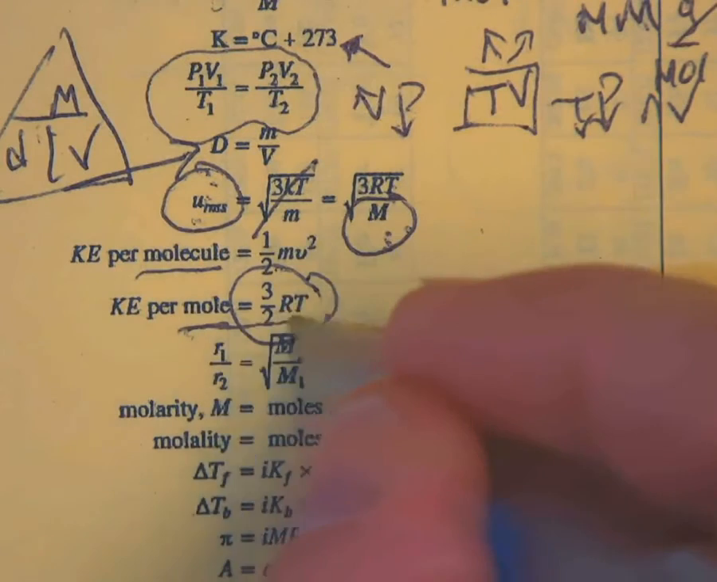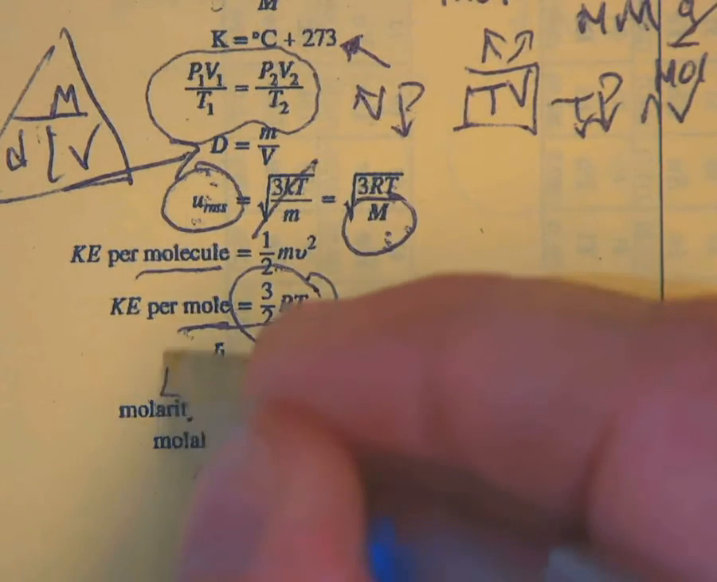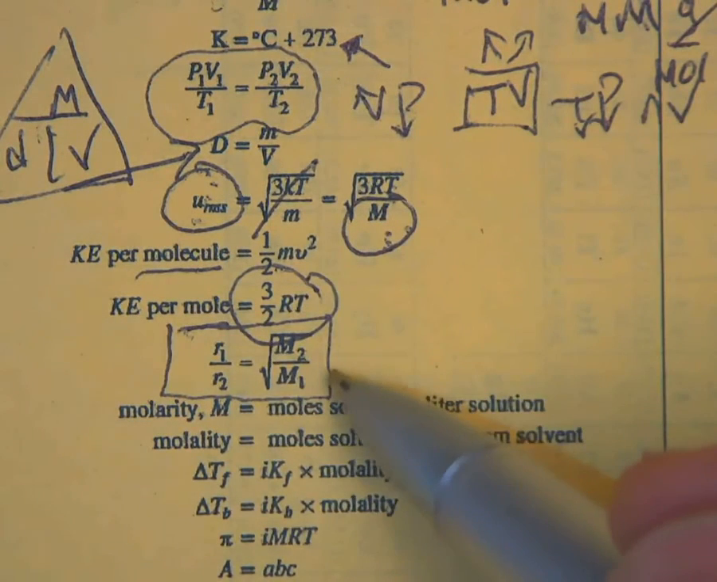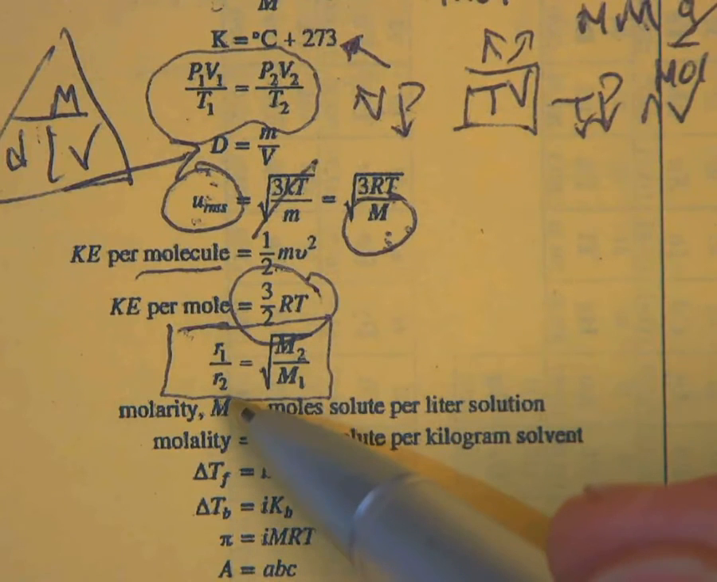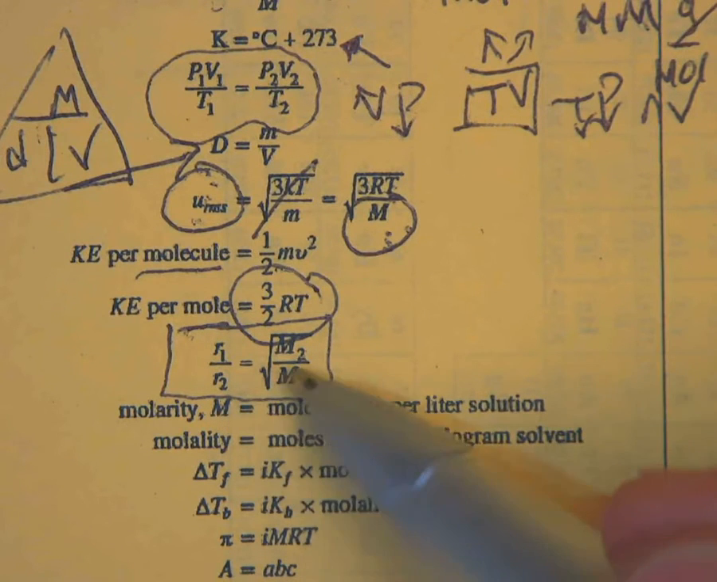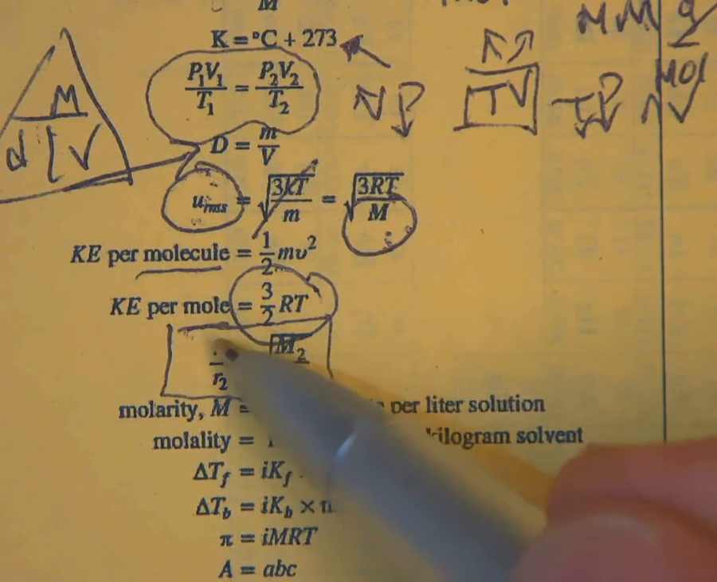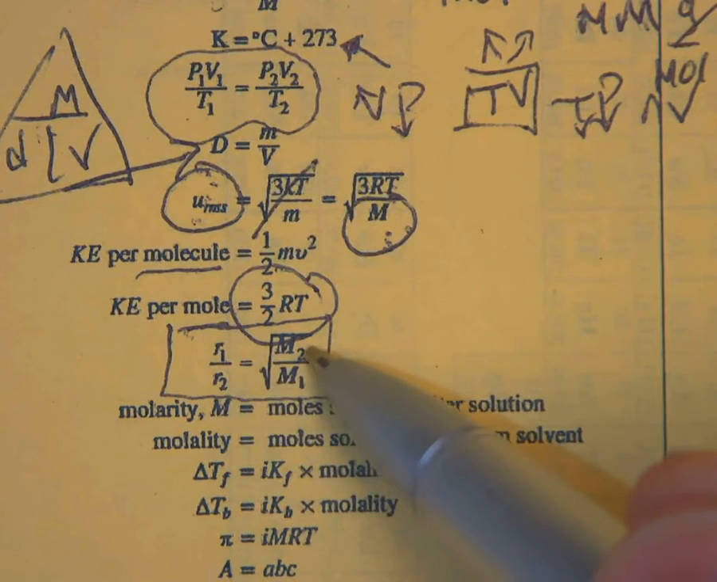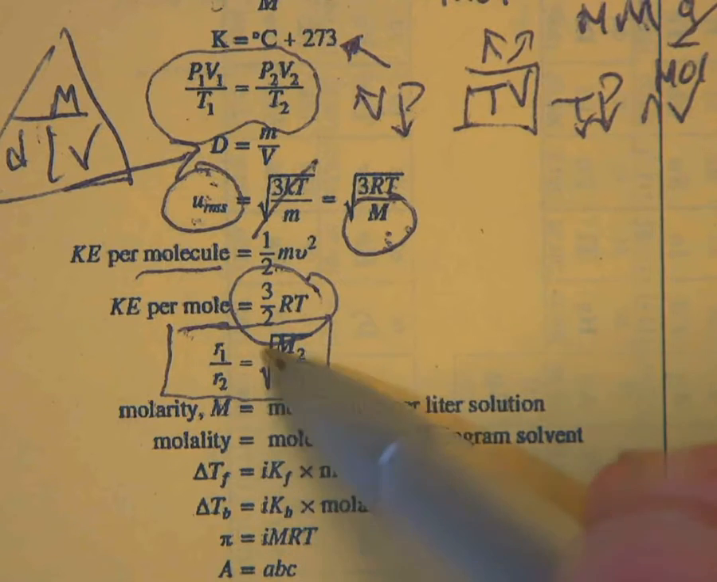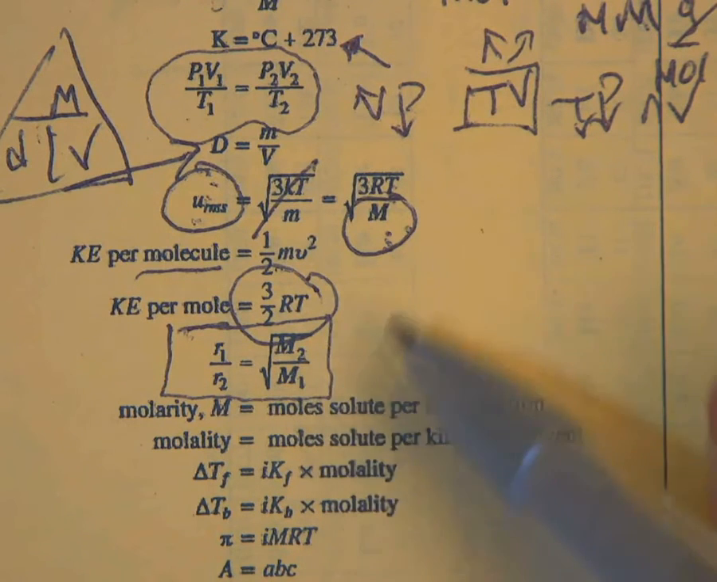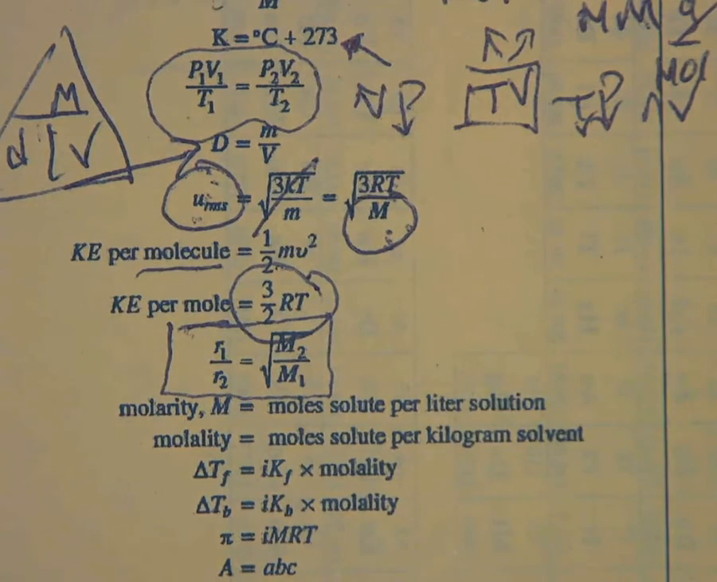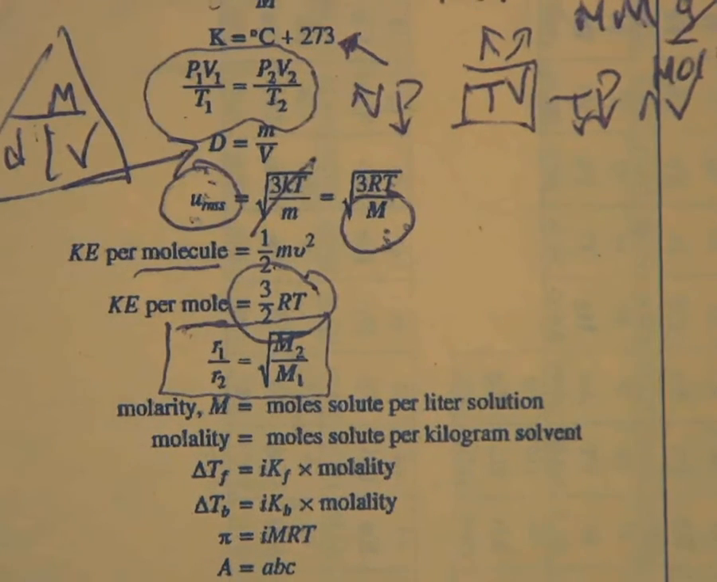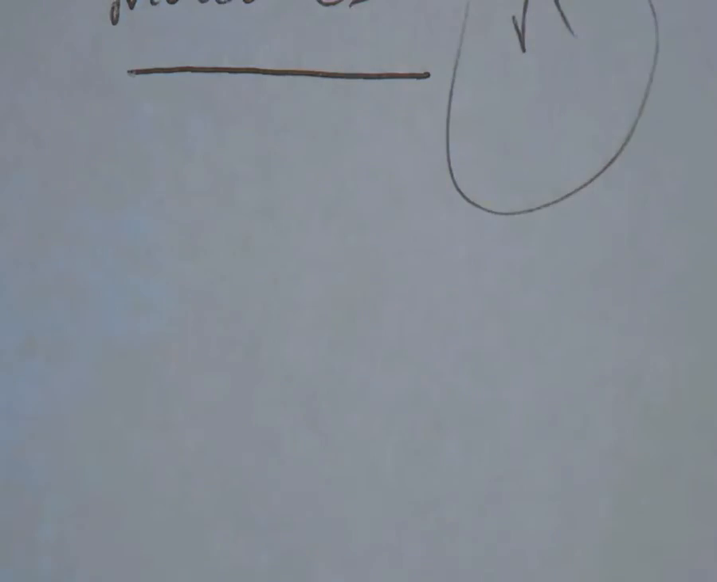This is known as Graham's law of effusion, or law of diffusion. It says that the rate of diffusion of one gas compared to the rate of diffusion of another gas is inversely proportional to the molar masses of those gases. See how it's R1 over R2 is equal to molar mass of 2 over molar mass of 1, and it's square rooted there as well. Then there's some last equations down here, and those have to do with solutions, and we'll talk about those in Chapter 13. Those are the equations that you need to know.